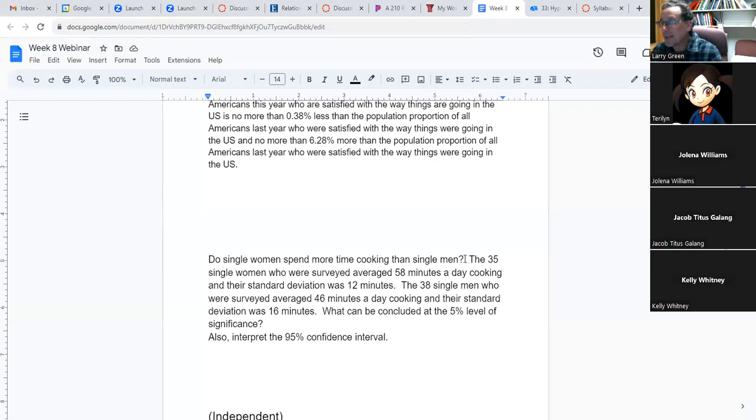Okay, so you think maybe yes? Okay, so what we can say is the 35 single women who were surveyed averaged 58 minutes a day cooking, and their standard deviation was 12 minutes. The 38 single men who were surveyed averaged 46 minutes a day cooking, and their standard deviation was 16 minutes.